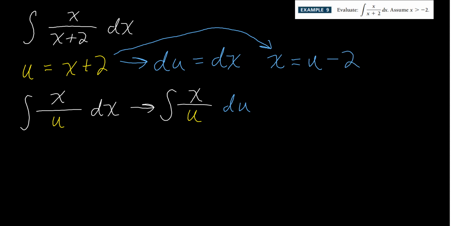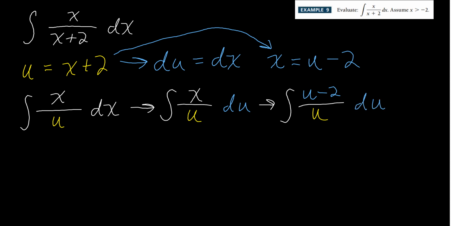So there's my substitution for x. My substitution for x is going to be u minus 2. So I can rewrite this even more as (u minus 2) over u du.